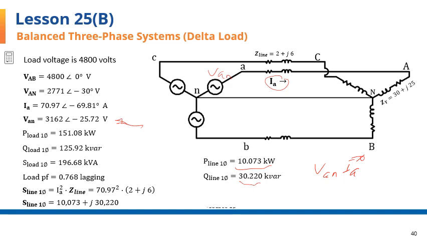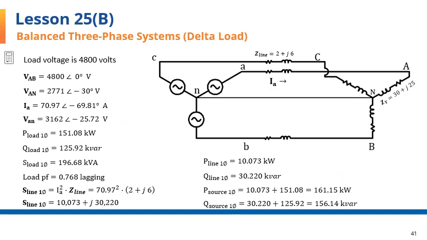However, since we already have the load power and the line power loss, we can instead add these together to find the generator power. I have found the power by this second way shown on this slide. So the source real power is the real power loss of the line plus the real power of the load, and generator reactive power is the reactive power loss of the line plus the reactive power of the load, and those are the values for the source, again for a single phase.